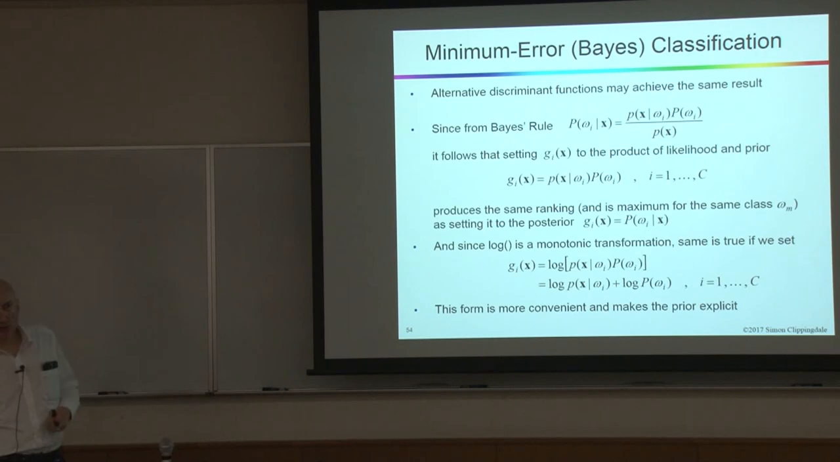Another substitution that you can make without affecting the results is to take the log of this thing, because the log is a monotonic transformation. If you take the log of both sides, you get the same ordering. So we can choose the discriminant function for the ith class to be the log of this thing. Log of a product is a sum of logs, so this is more convenient. It makes the prior probability of each class explicit as well. So this is very commonly used.